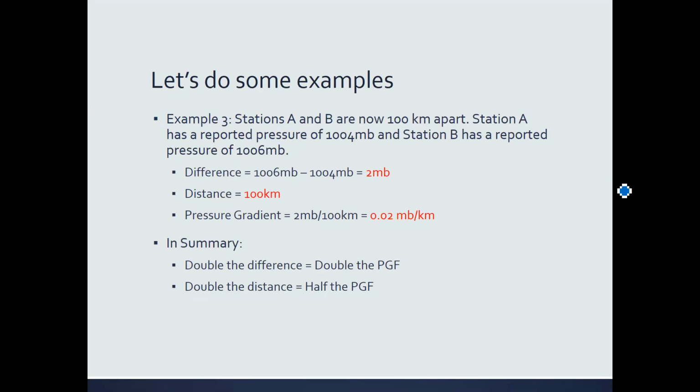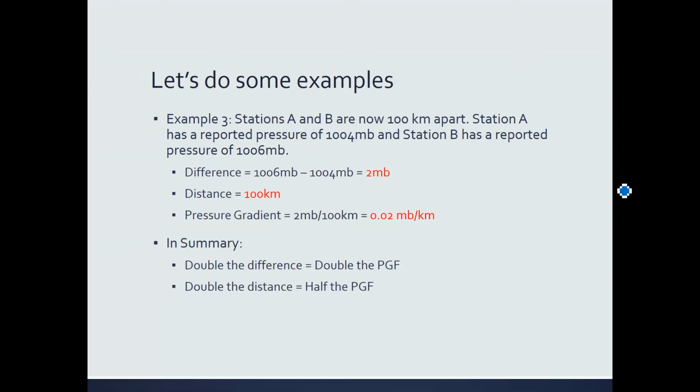Well, the reason why this happens is you now have double the distance. You kept the difference the same, but you doubled the distance. So just in summary, if you increase the difference between high and low, that creates a higher pressure gradient force. On the other hand, if you increase the distance, that lowers the pressure gradient force.